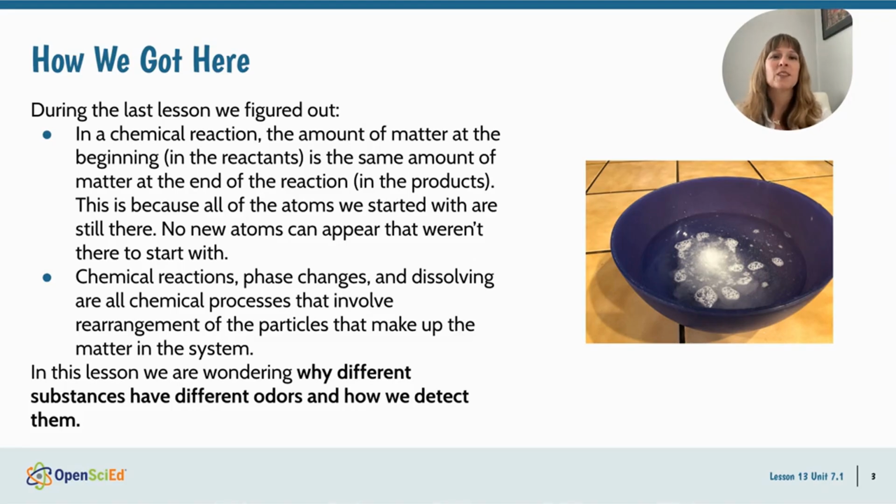If you remember, lesson 12 is where we figured out everything about how a bath bomb works. That in a chemical reaction, the amount of matter at the beginning is the same amount of matter at the end, and this is because all of the atoms we start with are still there. No new atoms can appear. We also reviewed the difference between chemical reactions, phase changes, and dissolving.